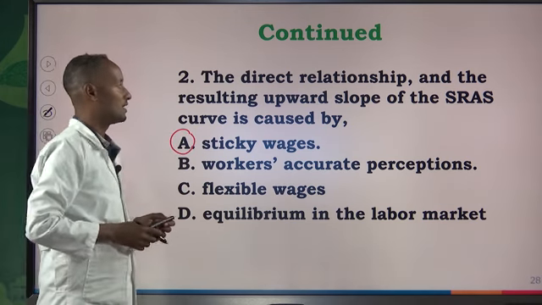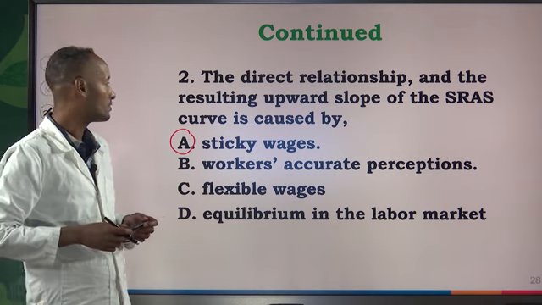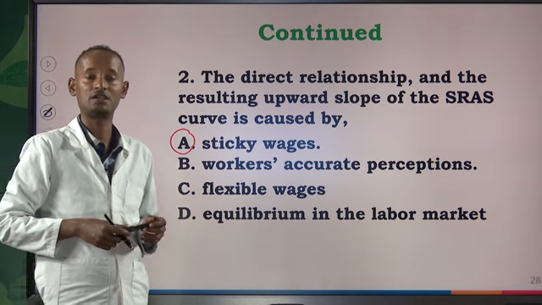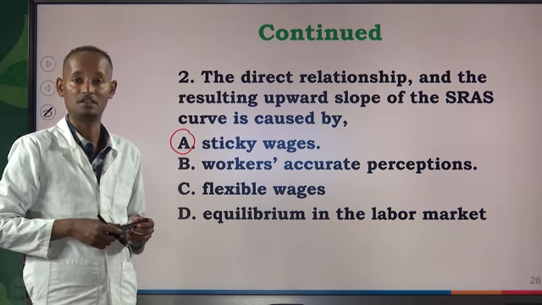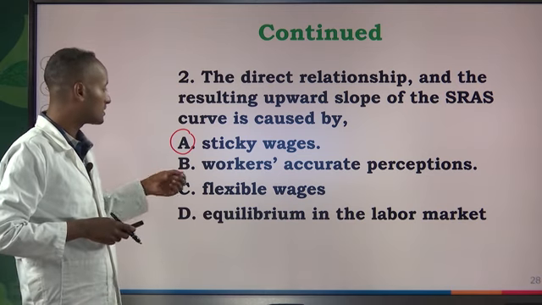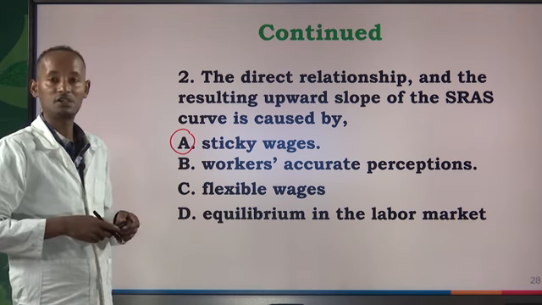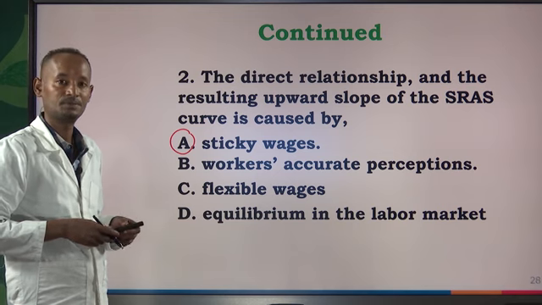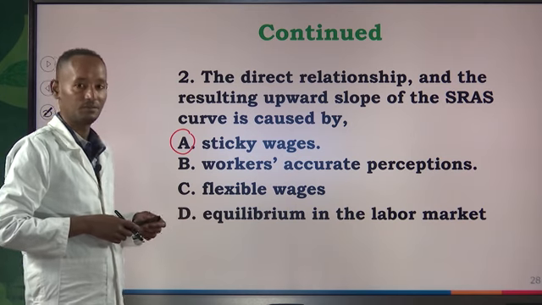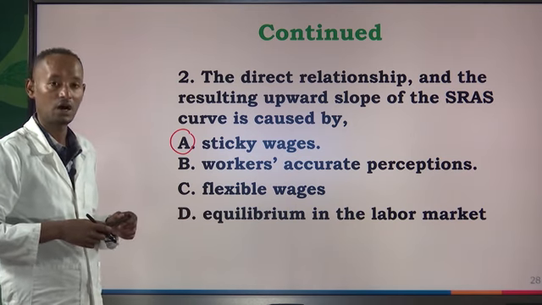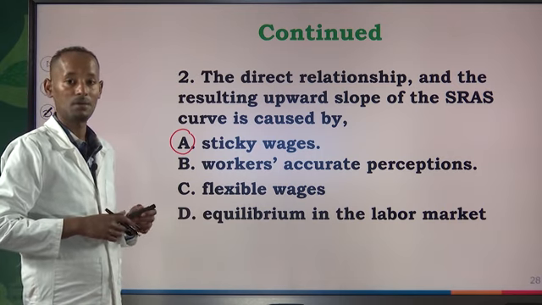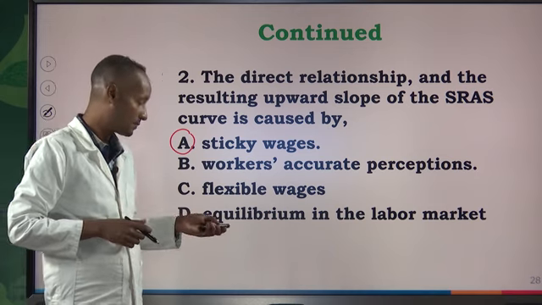The answer is A. The direct relationship and the resulting upward slope of the short-run aggregate supply curve is caused by sticky wages or inflexible wages and workers' misperception, not accurate perception. When we see the other distractors, B says workers' accurate perception, but there is workers' misperception, no accurate perceptions. When we see C, flexible wages, wages are not flexible, they are sticky due to some labor contracts or agreements, and it is not caused by equilibrium in the labor market, hence D is not the answer.